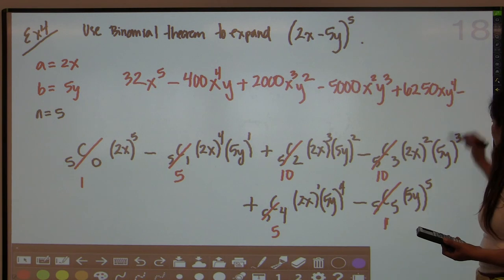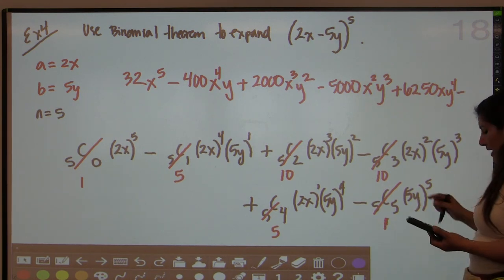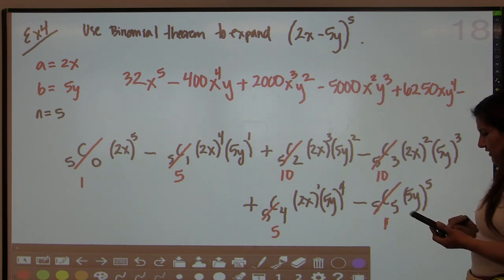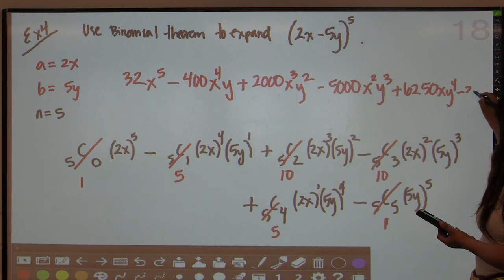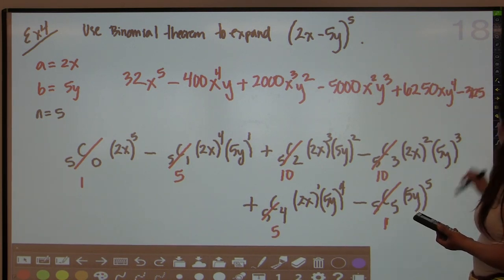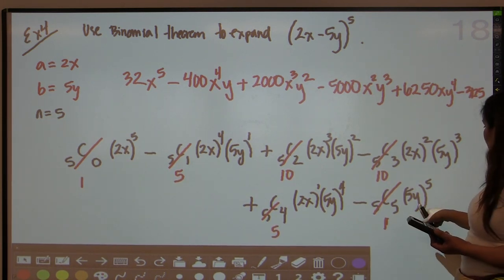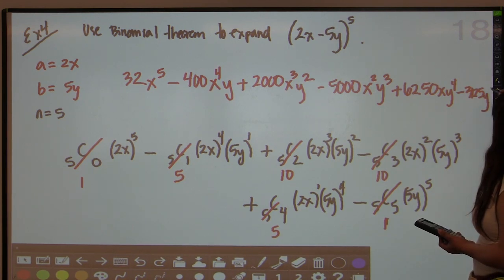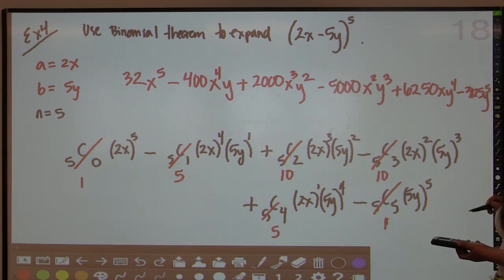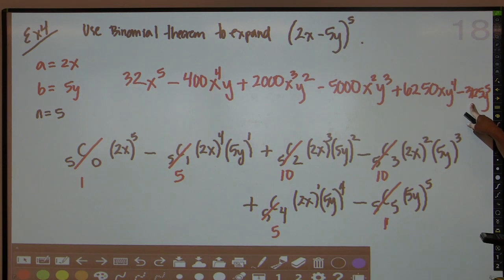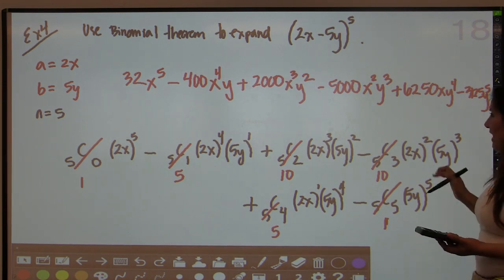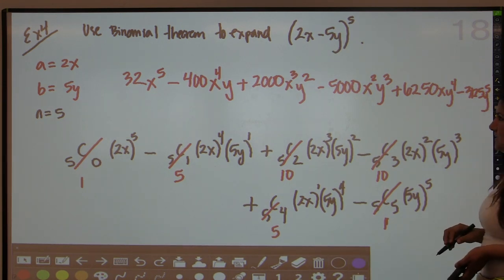And lastly, we're going to get minus 5 to the fifth power, which is, I think, 3,125, y to the fifth. I barely squeezed it in, I'm so sorry. That says 3,125 y to the fifth. And that is our final answer for this one.